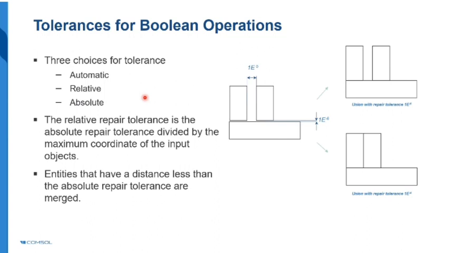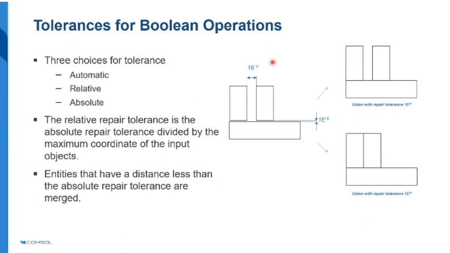And in that case, even though your cube dimensions are 1 meter, the absolute tolerance that will be considered will be 1e-6 times, let's say, 2e-3, and the object entities which are smaller than this absolute tolerance will get merged.